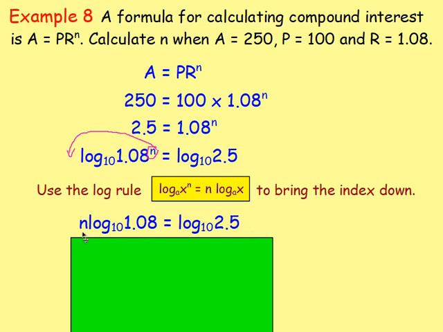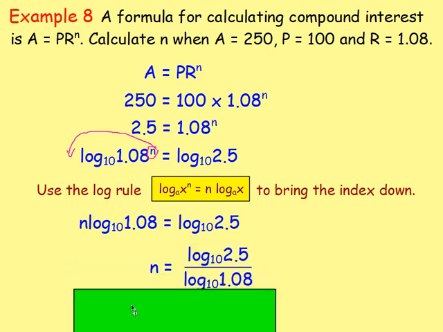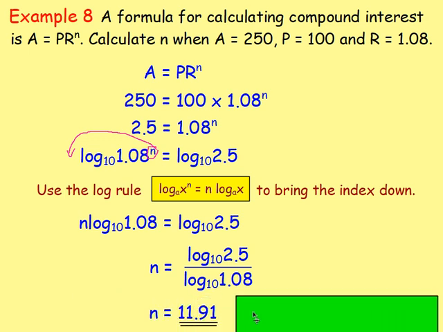To get n on its own, what do we do? Good, you divide. So n equals log base 10 of 2.5 divided by log base 10 of 1.08. Work that out in the calculator. Be careful where you're putting your brackets. Double check that you get the answer of 11.91.